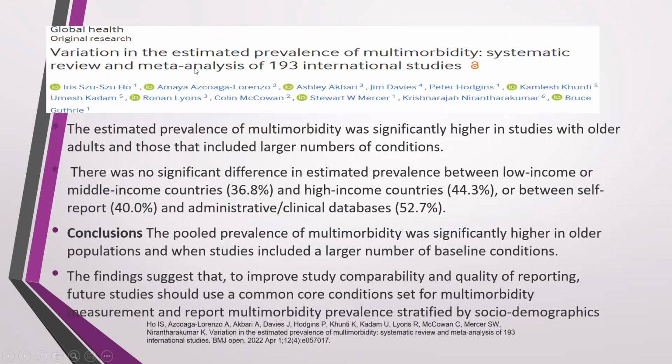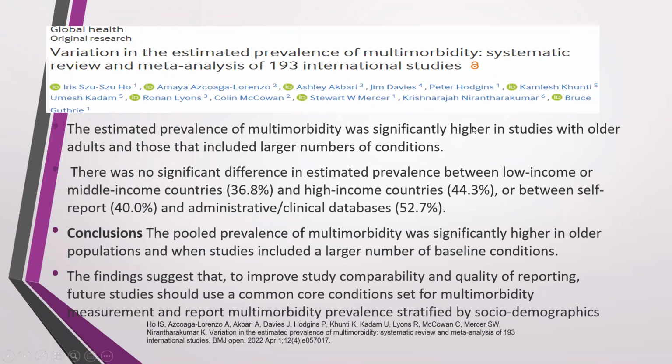Secondly, there is the variation in estimated prevalence of multimorbidity. The second point to consider when we are calculating these incidences and prevalences is that we can get different prevalences in different areas.